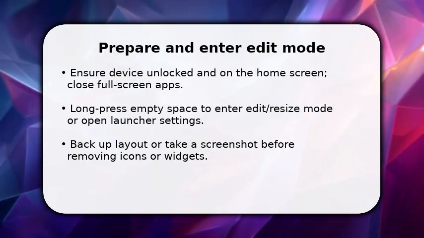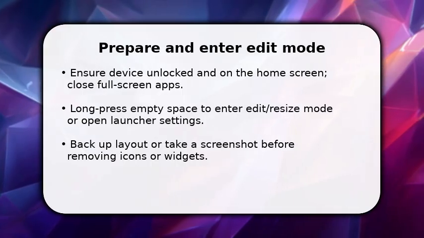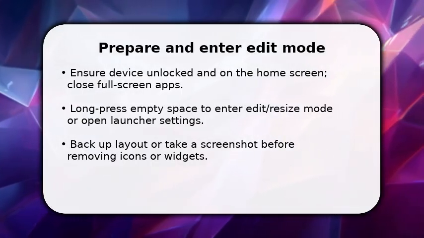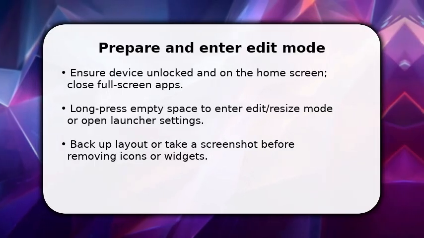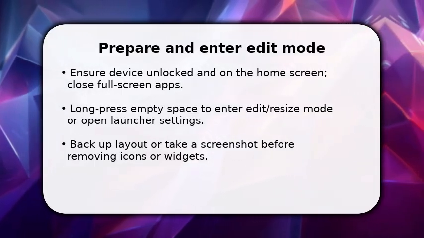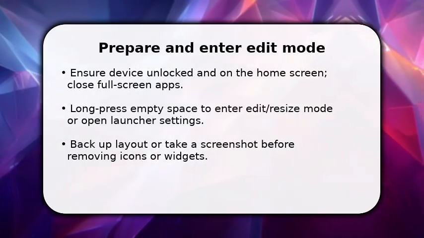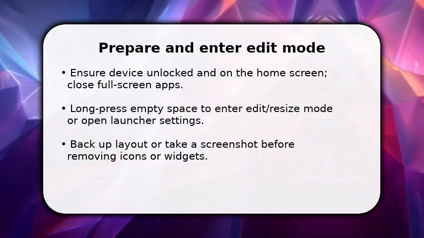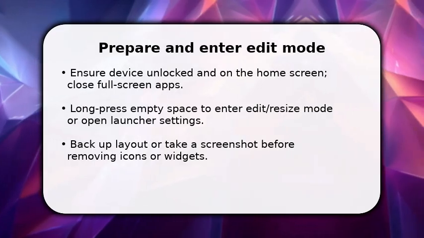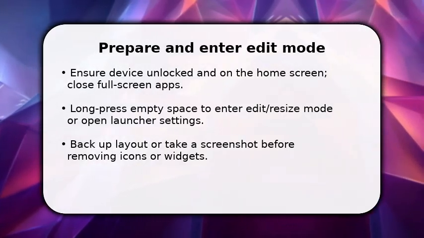You start by getting straight to the home screen and entering the phone's edit mode. That lets you change wallpaper elements without delay. Once done, long press an empty area to reveal icons, widgets, and launcher settings. This is where app affixed items live. Make sure you've noted your current layout or taken a quick screenshot so you can restore positions if needed.